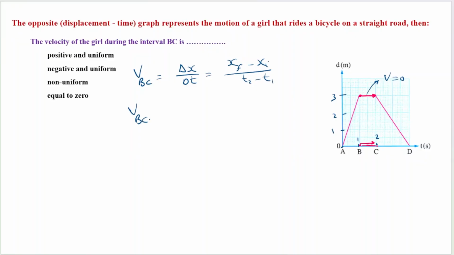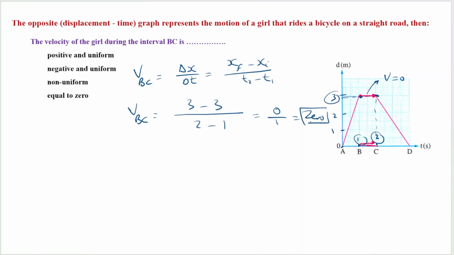So the velocity during BC is equal to... The final position is here, so it's equal to 3, minus the initial position, which is also 3. So there is no change. The final time is 2. The initial time is 1. So it will be 0 divided by 1, which is equal to 0.